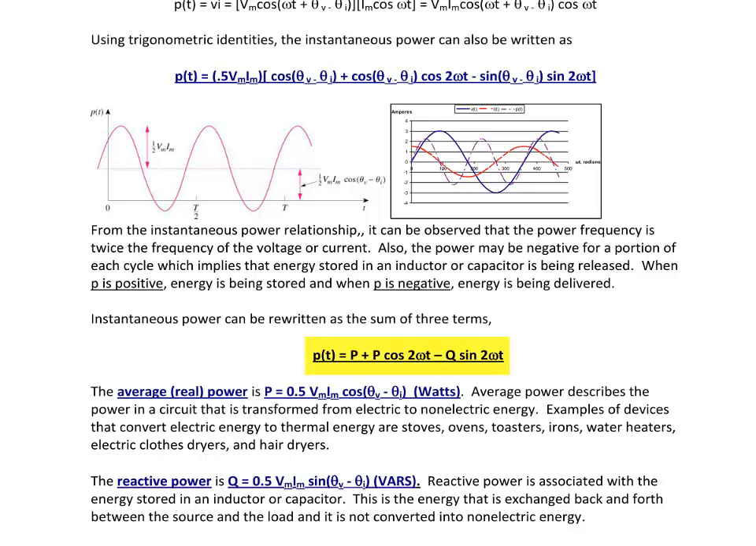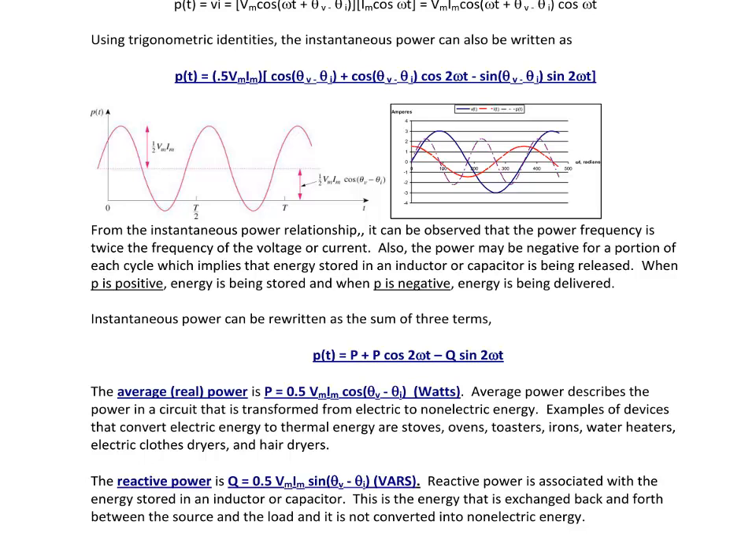So a simpler way, and what we would typically use in class for writing the instantaneous power, is P of t is equal to P plus P cosine 2 omega t minus Q sine 2 omega t, where P is the average or real power, and it's 1/2 V sub m I sub m cosine(theta V minus theta I). The units are watts. This average power describes the power in a circuit that is transformed from electric to non-electric energy. Examples of devices that convert electric energy to thermal energy are stoves, ovens, toasters, irons, water heaters, electric clothes dryers, or hair dryers.